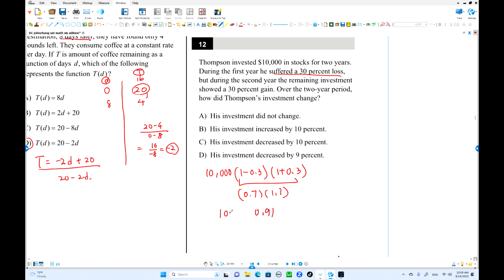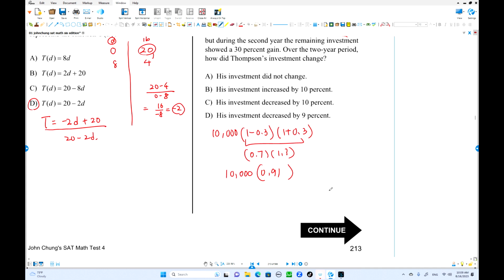0.91, okay? That is the 10,000 initial amount times this one. This is the final amount. But what happened to the rate? The rate is what? 0.91 is 1 minus 0.09, okay? This is fine. His investment decreased by 9%, okay? Over the entire 2 years, this is a 9% decrease.